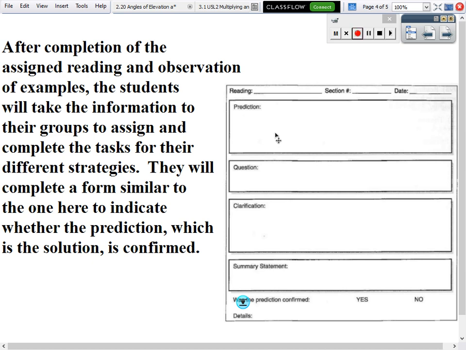But they will take the piece of reading, they will go back to their group, and then each one of them who's assigned a different task here is going to fill out their part of it. And so ultimately, did you do these parts right that allow for you to come up with the solution or the prediction that you were looking for?